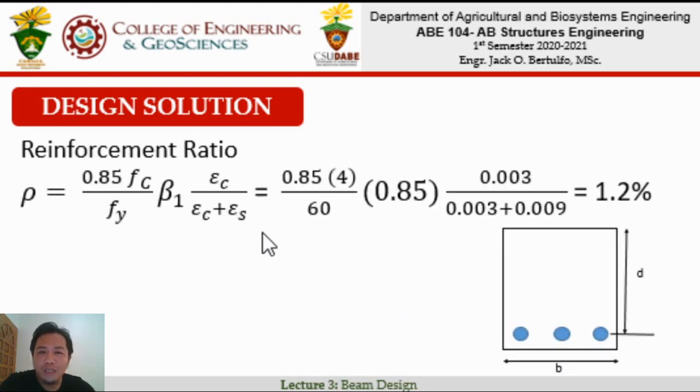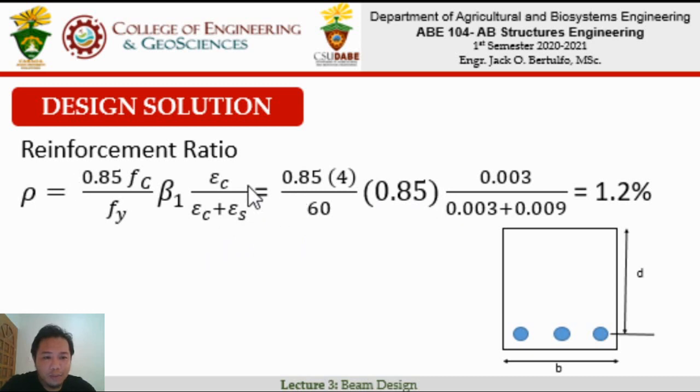Now let's proceed to the third step, which is to calculate the reinforcement ratio. So we have here the formula for the reinforcement ratio. It is rho equals 0.85 fc over fy, beta 1, epsilon c over epsilon c plus epsilon s. This fc is just the strength of the concrete, then the strength of the steel. Beta 1 is a constant for concrete, which is 0.85. Then epsilon c is the strain of the concrete. Then epsilon s is the strain of the steel.